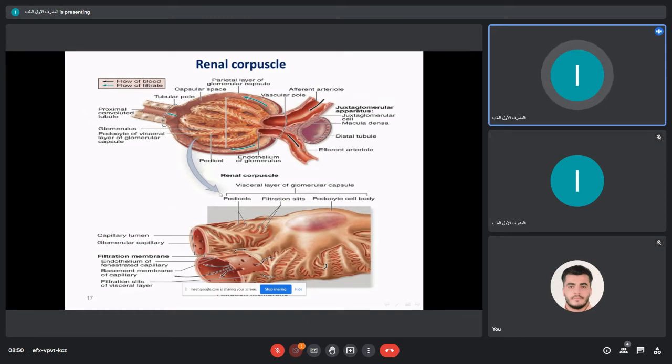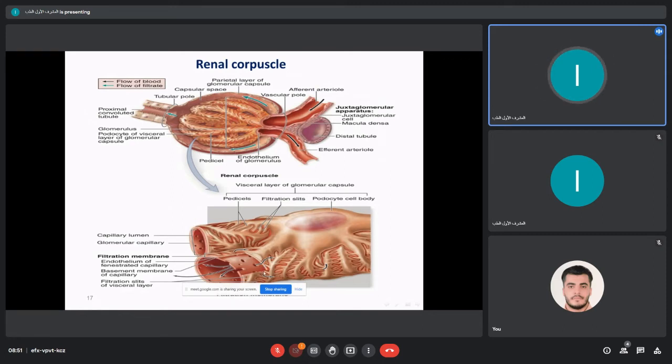At higher magnification, you can see the podocyte closely enveloping the capillaries. They are large. This is the nucleus, this is the cytoplasm, and they extend numerous foot processes. These processes envelop the capillaries of the glomerulus, the glomerular tuft.